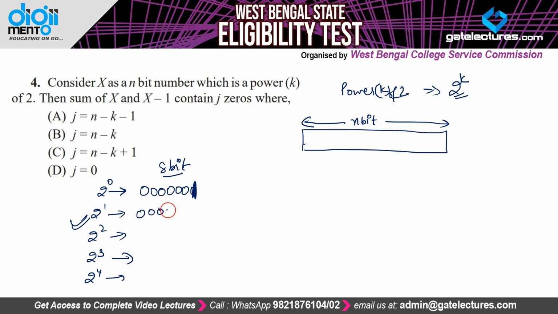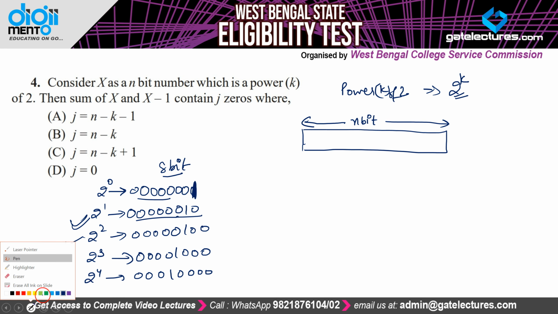We have a total of these many zeros. This is 4 zeros, and so on, so these are a total of 8 bits. 2 raised to power 2 can be represented like this: 0 0 0 0 0 1 0 0. 2 raised to power 3 can be represented like this: 0 0 0 0 1 0 0 0. 2 raised to power 4 can be represented like this: 0 0 0 1 0 0 0 0.